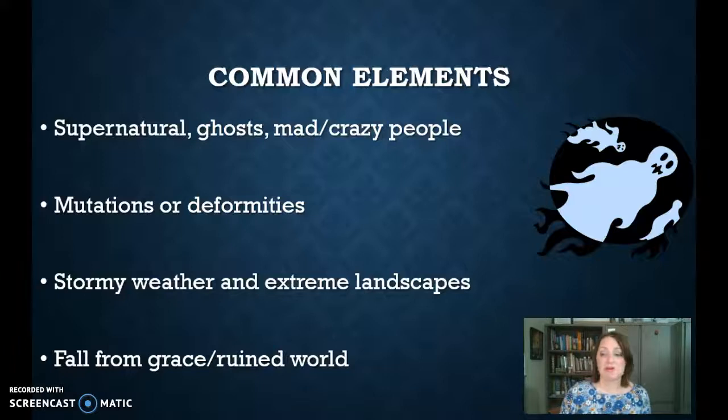You have stormy weather and extreme landscapes. It Was a Dark and Stormy Night is probably the quintessential way to begin a work of Gothic fiction, because weather predicts and foreshadows events that happen in Gothic pieces. So if the weather is turning sour, you can bet that something bad is going to happen.